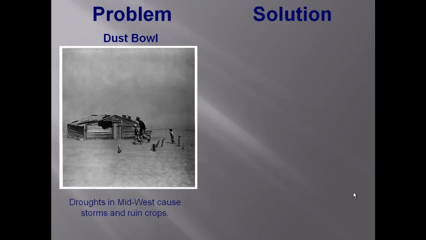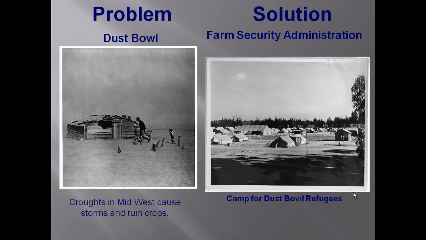The next problem that FDR addresses is the Dust Bowl. We know that droughts in the Midwest caused storms, covered the area in dust, and ruined crops. People, of course, were forced to flee the area. His solution for this was the Farm Security Administration. This provided camps for Dust Bowl refugees. And of course, in the 3 R's, it provides relief.